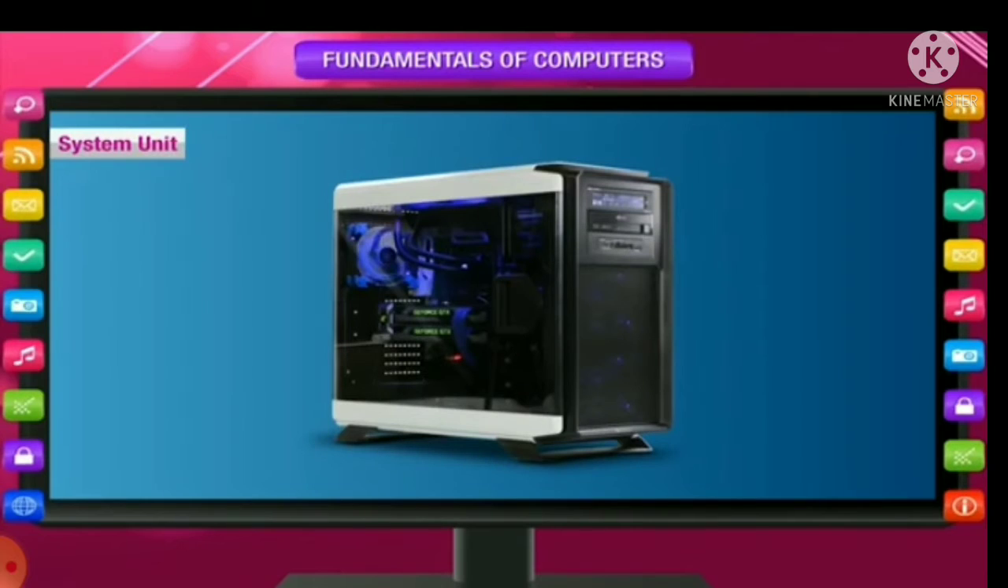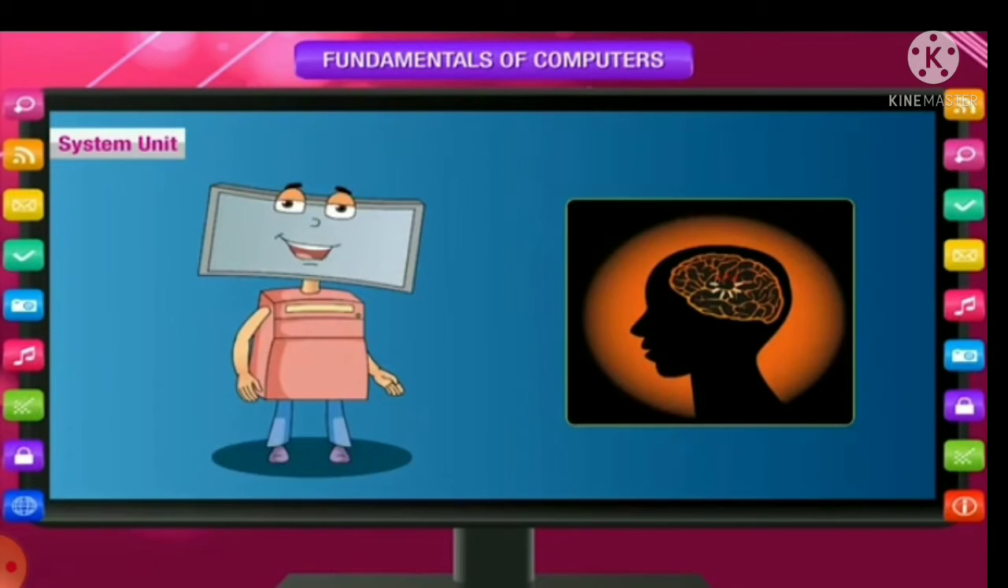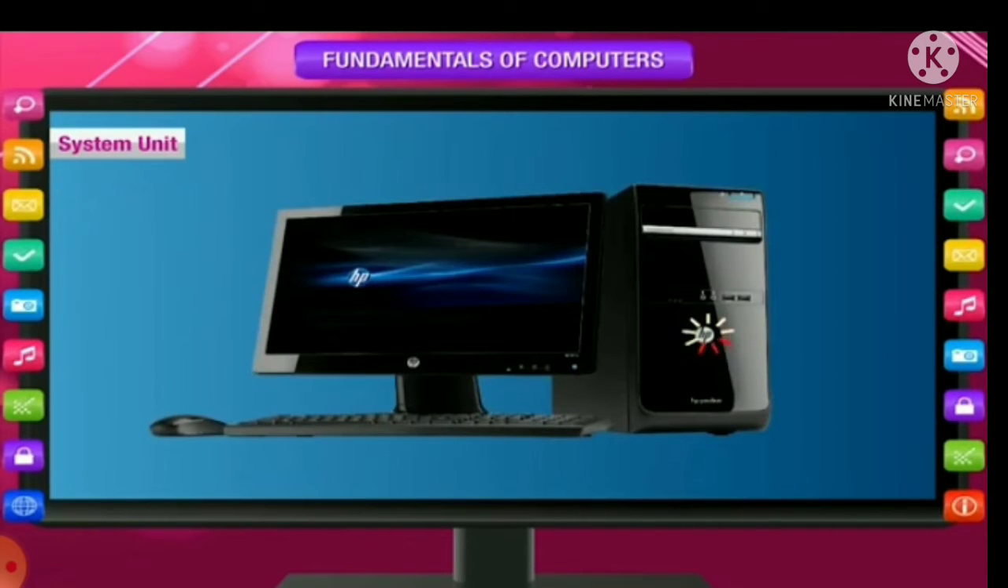System unit. The system unit is the most important part of the computer. It has the main component called the microprocessor, and the CPU, central processing unit. CPU manages all the activities of the computer. All other parts are connected to the CPU through wires and cables. The actual processing is done through this unit only. That's why it is called the brain of the computer.